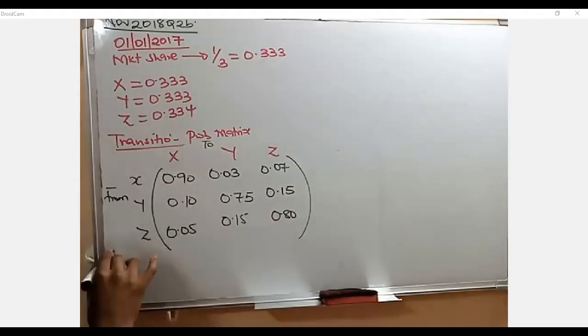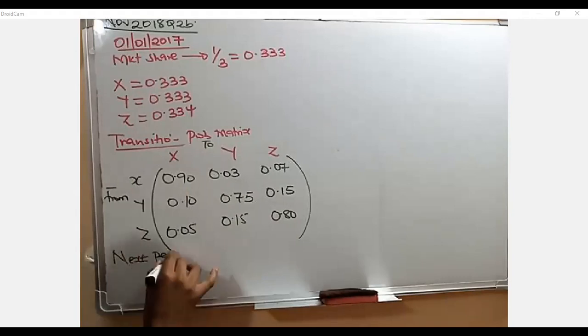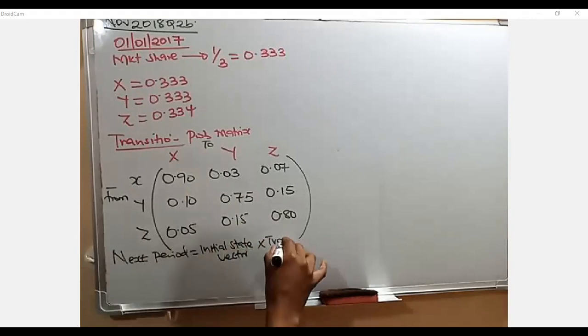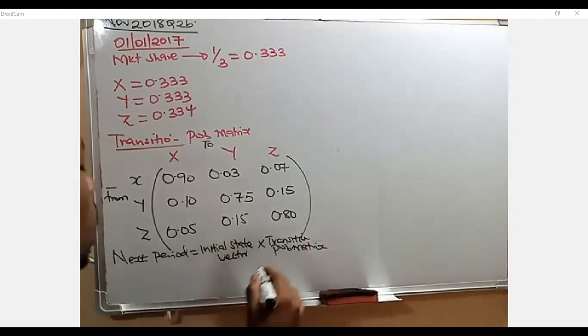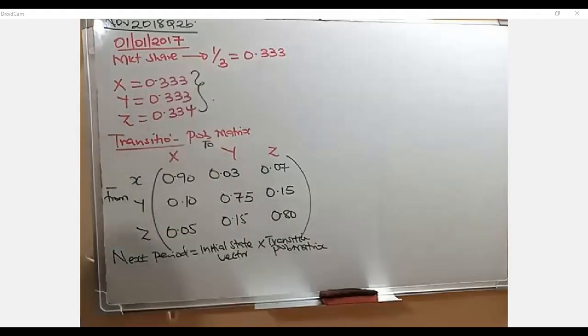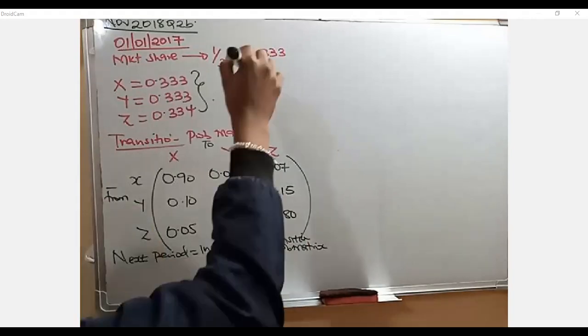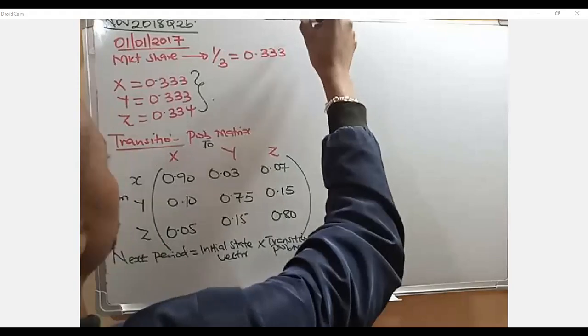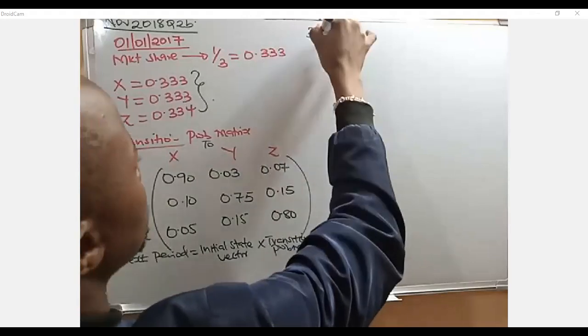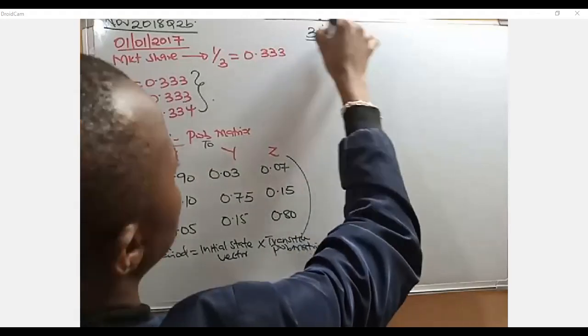Now, to get the next period, we said use the initial state vector and multiply by the transition probability matrix. Now, remember your market shares at the beginning of the period. Our initial state is that one. Because we want to get the end of the year to predict for 2018, let us get for the end of the year, 31st December 2017. That is the next period.